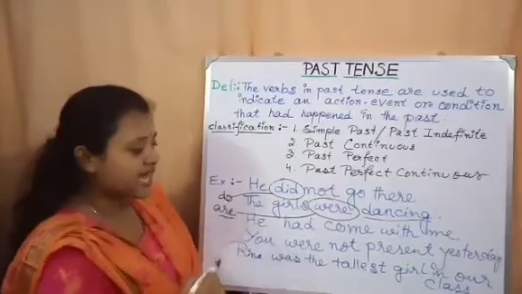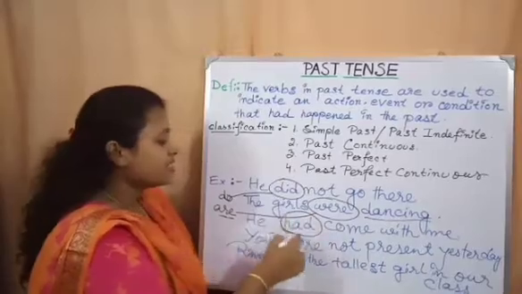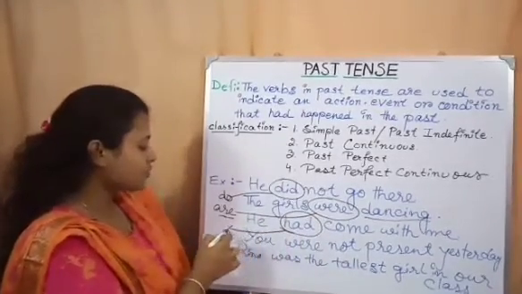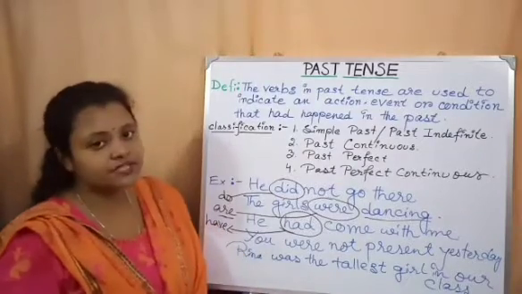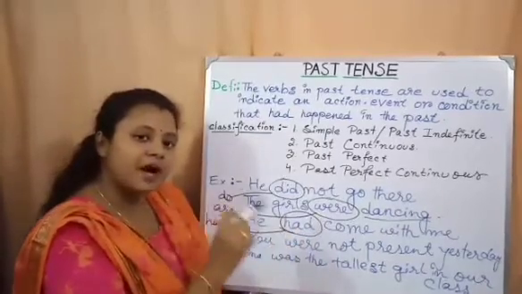Next, he had come with me. Here, had come. The auxiliary verb or to be verb had is the past form of the verb have. Have is a present form. So that's why this sentence is also written in past tense.